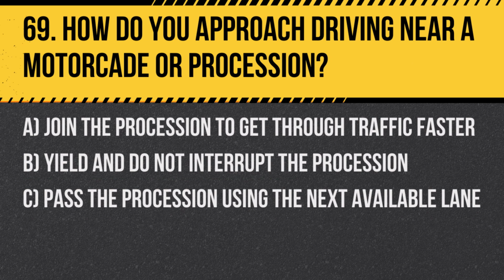Question 69. How do you approach driving near a motorcade or procession? A. Join the procession to get through traffic faster. B. Yield and do not interrupt the procession. C. Pass the procession using the next available lane. Answer. B. Yield and do not interrupt the procession. It's respectful and often legally required to allow processions to pass uninterrupted.